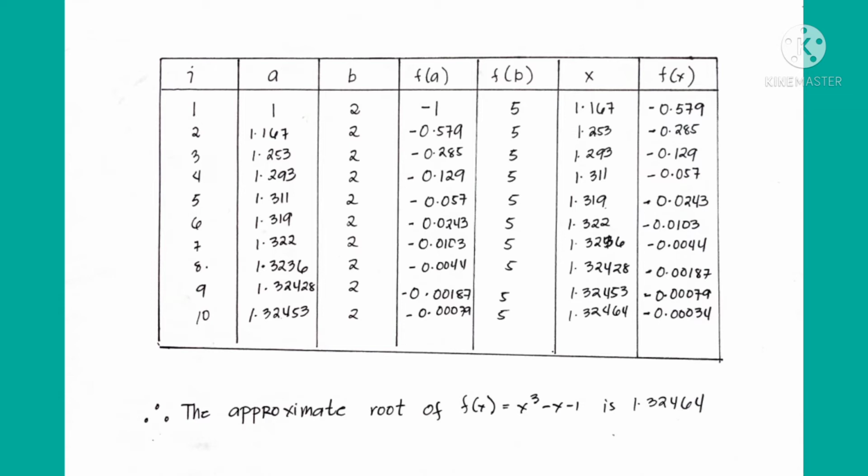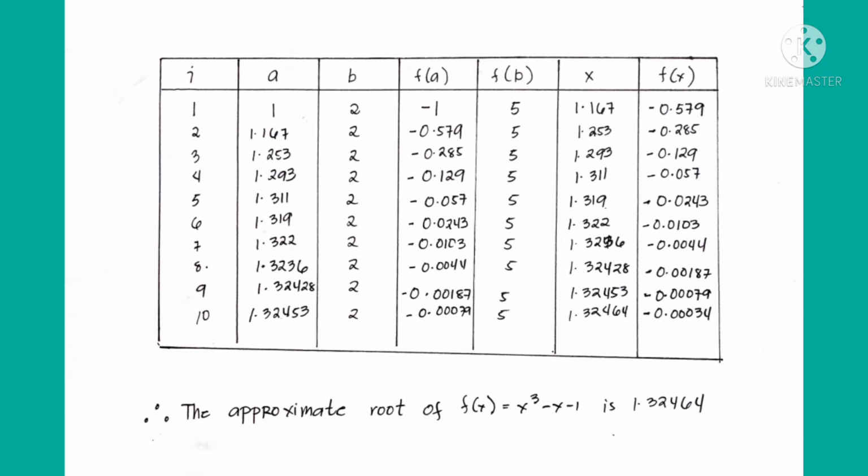On the sixth iteration, a is 1.319, b is 2, f of a is negative 0.0243, f of b is 5, x is 1.322, and f of x is 0.0103. On the seventh iteration, a is 1.322, b is 2, f of a is negative 0.0103, f of b is 5, x is 1.3236, and f of x is 0.0044. On the eighth iteration, a is 1.3236, b is 2, f of a is negative 0.0044, f of b is 5, the x is 1.3248. Since our f of c is positive, the b will be changed.